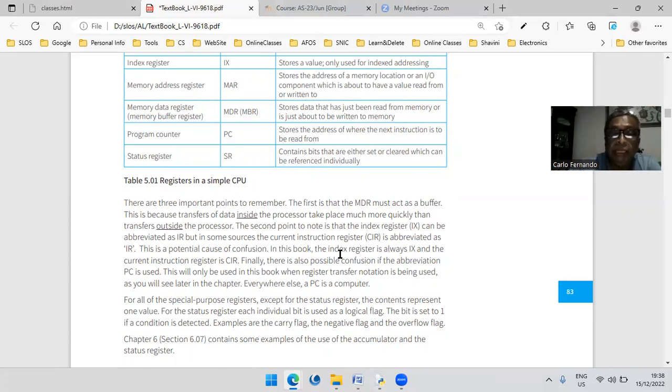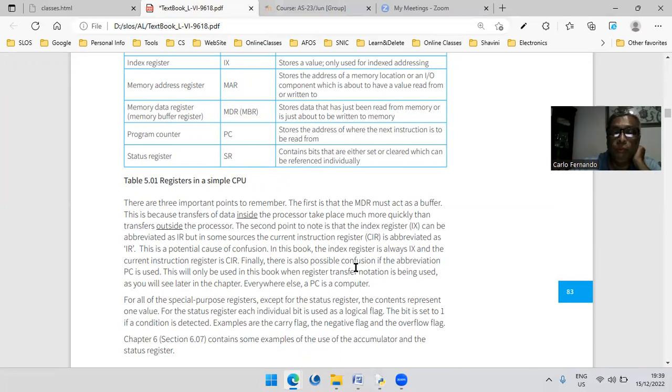In this book, the index register is always IX. Some consolation. In this book, the index register is always IX, not IR, and the current instruction register is CIR. So finally, there is consolation. So you must remember, don't get confused with this IR and all those things.